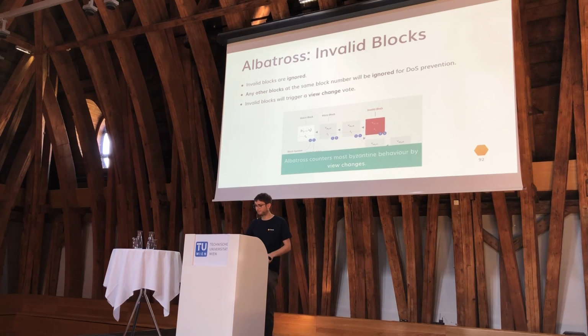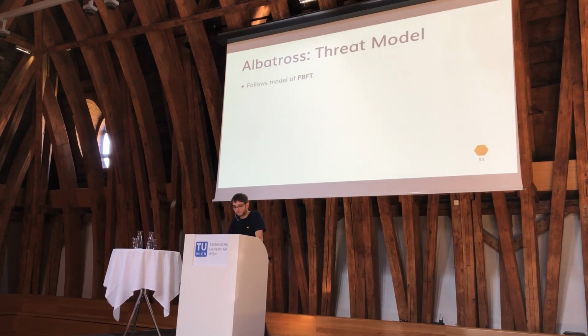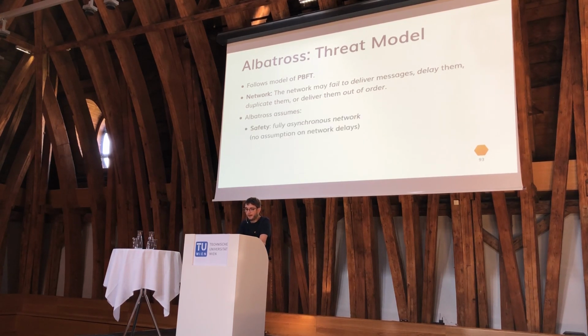Okay, so that was the part about the protocol, and now I'm talking a bit about the security assumptions and the threat model that we have here. Albatross closely follows the model of BDLT, so we have a network that may fail to deliver messages, delay them, duplicate them, or deliver them out of order, and we assume safety. For proving safety of the protocol, we assume a fully asynchronous network, but for liveness, we need some form of partial or weak synchrony.